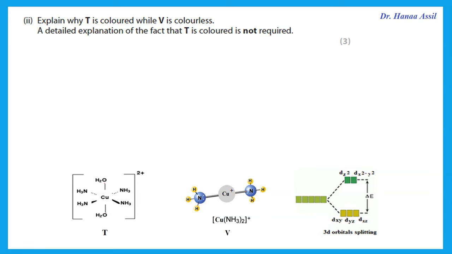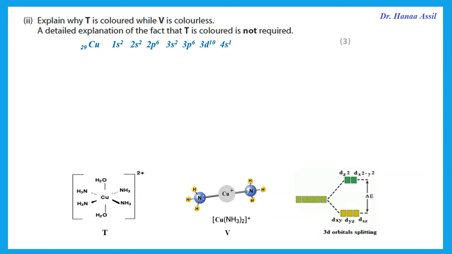When this d sublevel is not filled, if it is incomplete, then electrons from the lower d orbitals will absorb energy, jump to the higher d orbitals, and the rest of the visible spectrum is transmitted, and that is what we see as a color.